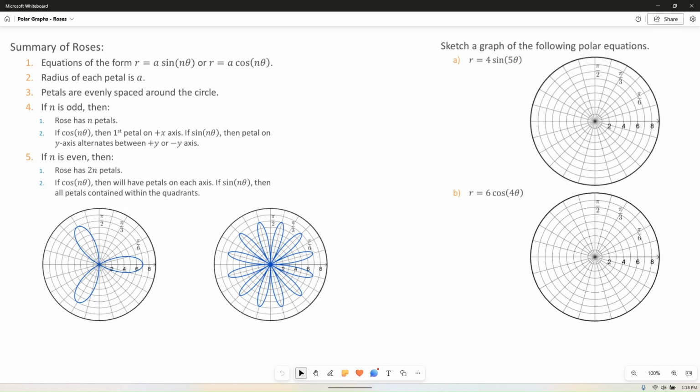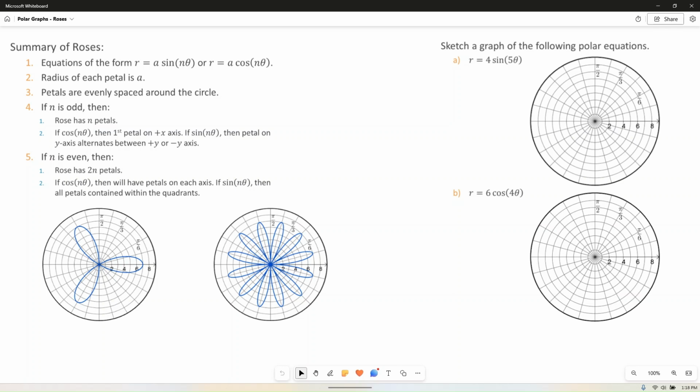All right, well, let's summarize what we've seen about these rose graphs, and then we'll try to look at some examples. Okay, so the equations of roses have the form r equals a sine of n theta, or r equals a cosine of n theta. And the roses are just graphs that contain multiple petals, right? The radius of each petal is given by the a value, so the coefficient in front of the sine or the cosine. The petals are always evenly spaced around the circle. Okay, so if you want to figure out how far apart they are spaced, take 2 pi and divide it by how many petals there are, and that will tell you how far apart they are.